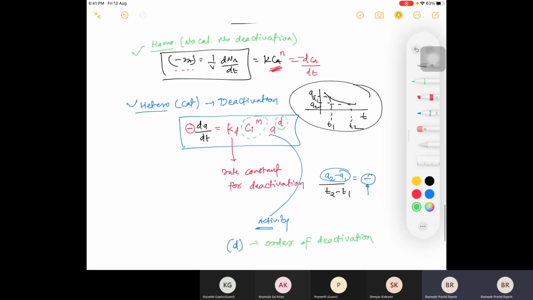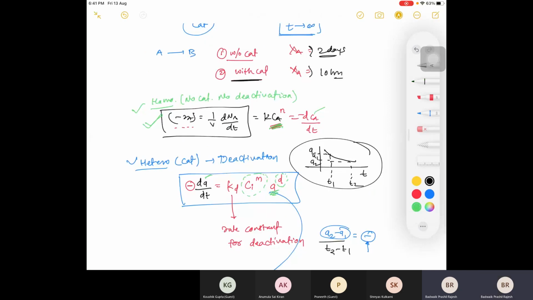Now this Ci is a term which is new here, because you have seen this expression before. There it was dCA, here dA is written; there it was CA, here activity is written; there it was k, here it is Kd. The extra term that is coming is Ci. What do I mean by that Ci?